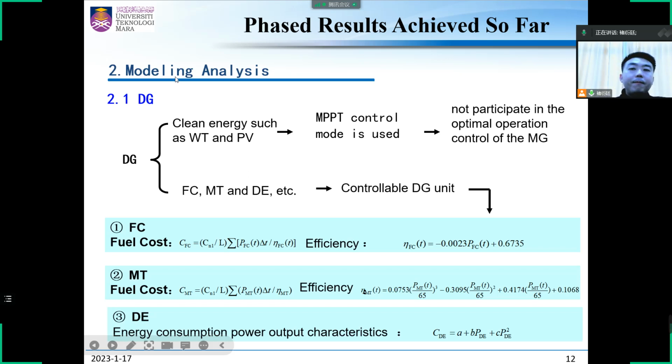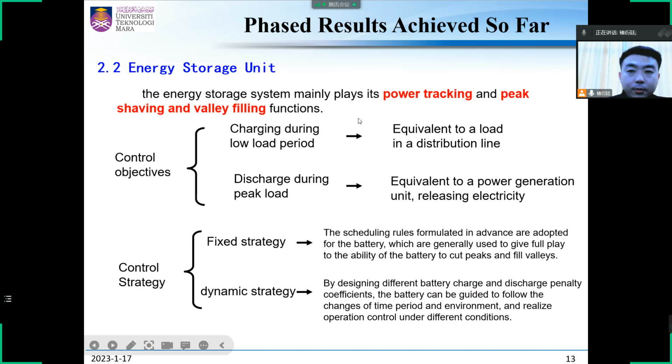And the modeling analysis, we can divide it in DG. Also, the DG can divide into two parts: the clean energy, such as WT and PV, and the controllable DG unit, like FC, MT and DE. It all has the modeling. Also, the energy storage unit is different from the DGs. The energy storage system mainly plays its power tracking, peak shaving and valley filling function.